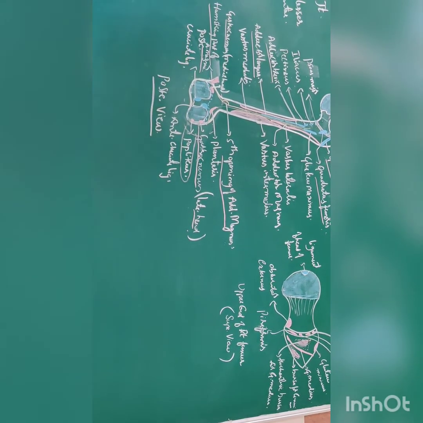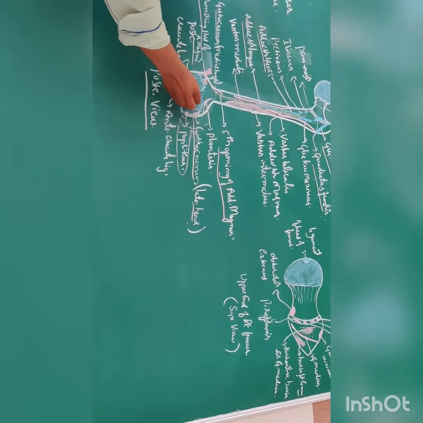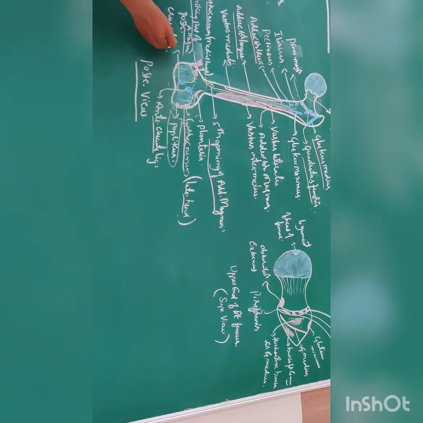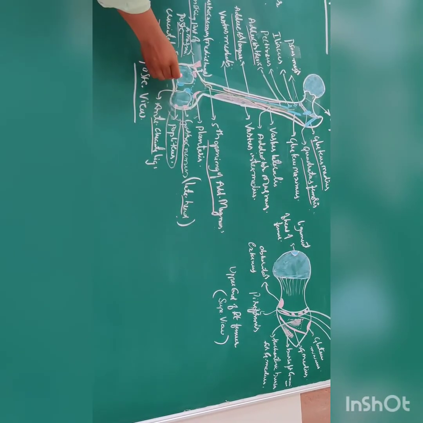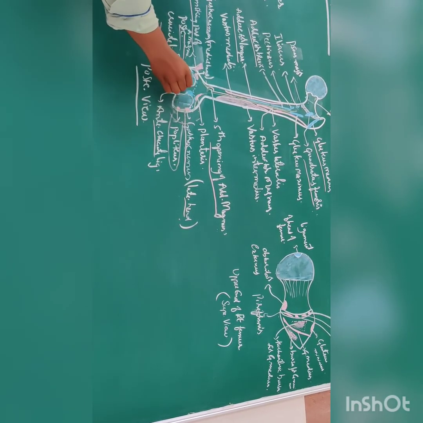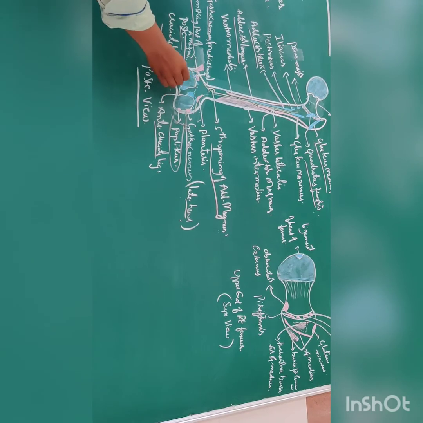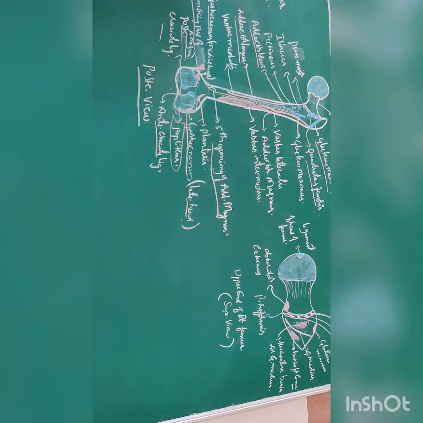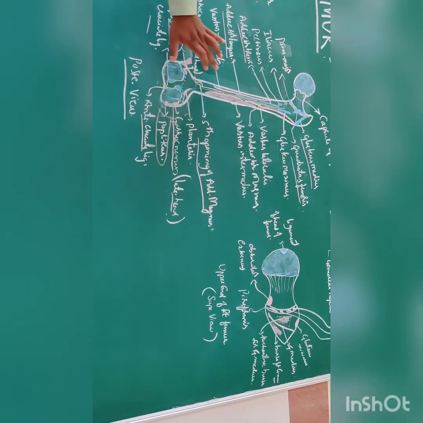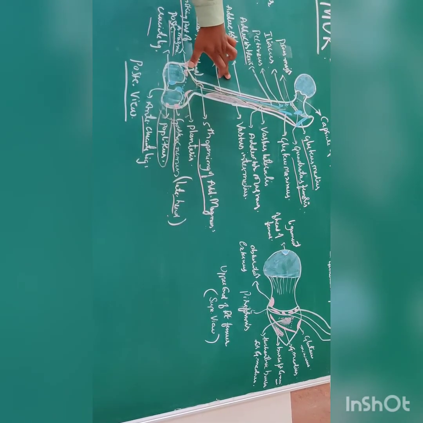Then we have the cruciate ligaments. This is in the intercondylar fossa. We have the anterior cruciate ligament and we have the posterior cruciate ligament. They are attached to the intercondylar fossa. So these are the attachments on the posterior aspect of the femur.